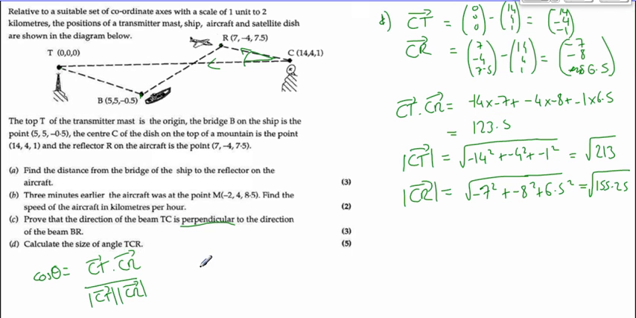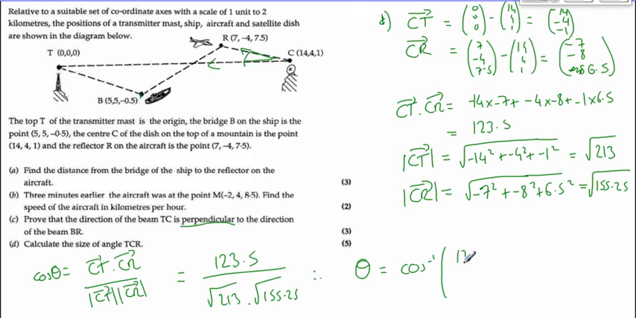Okay, which means we can go back to our cosine sum, and again, apologies for it being a bit squashed. 123.5 over root 213 multiplied by root 155.25, which means that theta is equal to the inverse cos of that big horrible looking fraction.